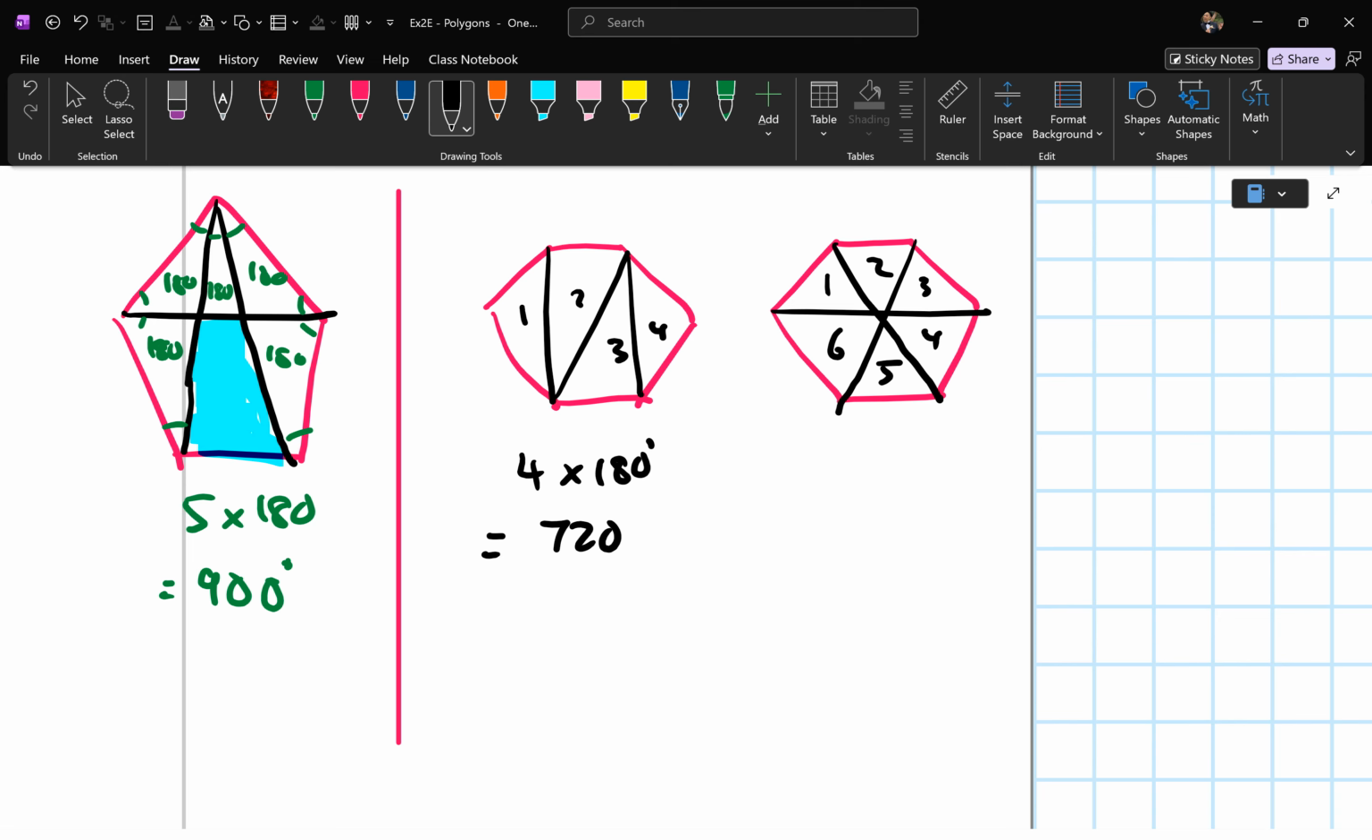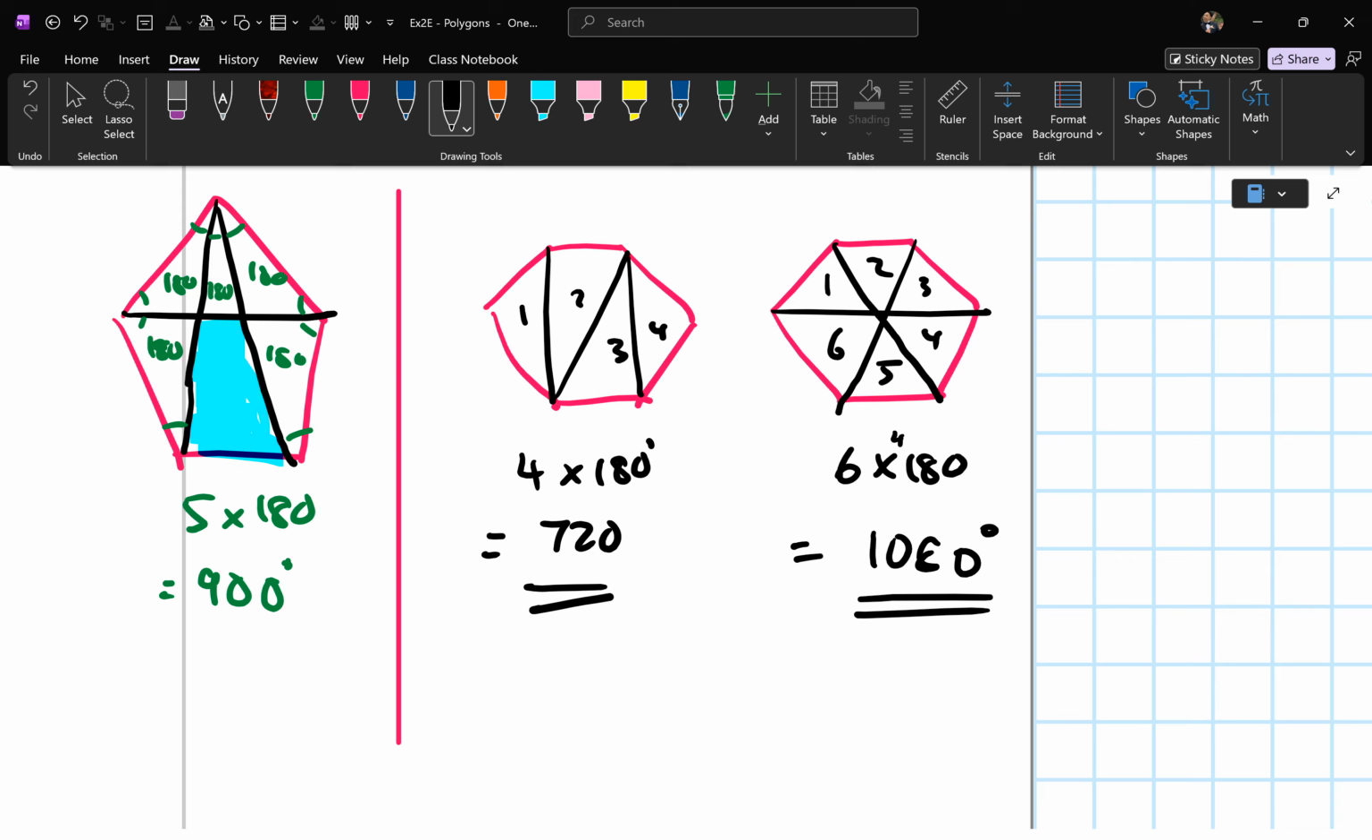I now have 6 triangles. Not like the first one before. I have 6 triangles now. 6 times 180 is equal to 1080 degrees. Are they both incorrect? One correct? What's going on? Can I say the answer? Yeah? The lines can't cross over each other.